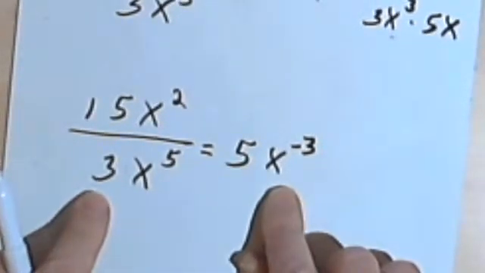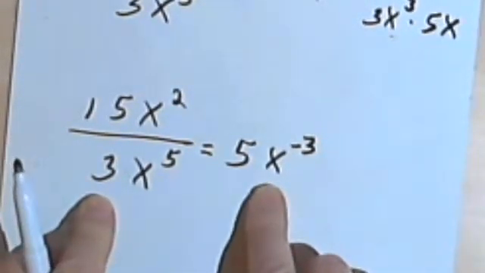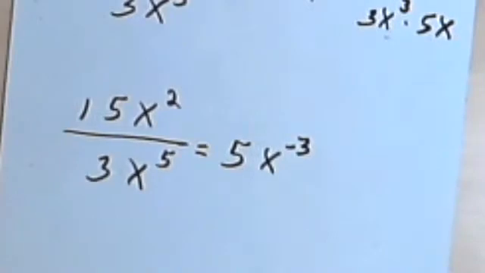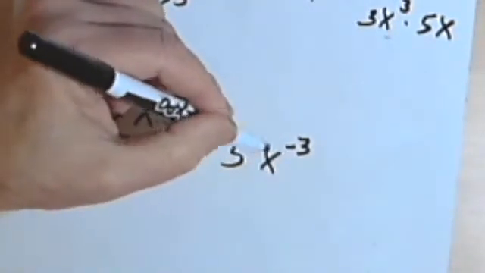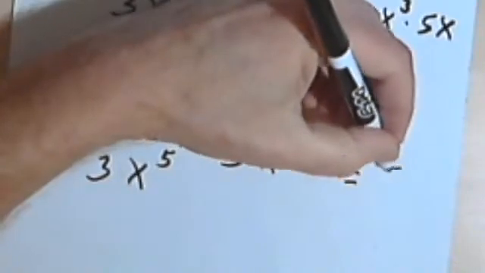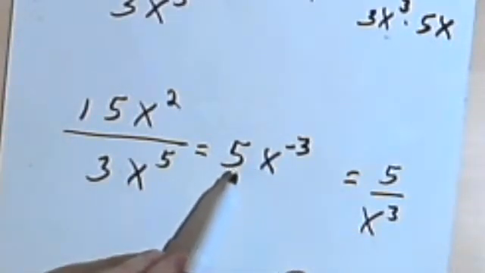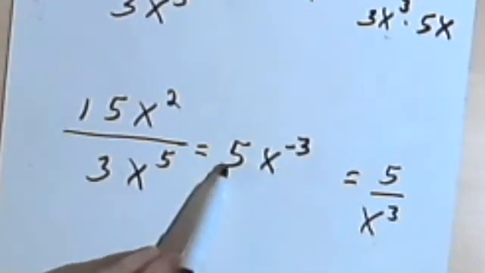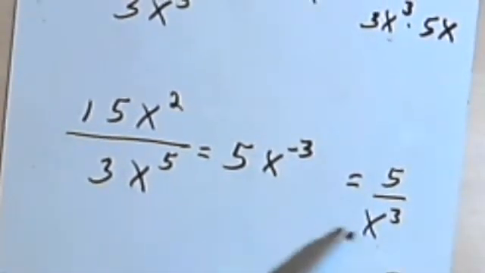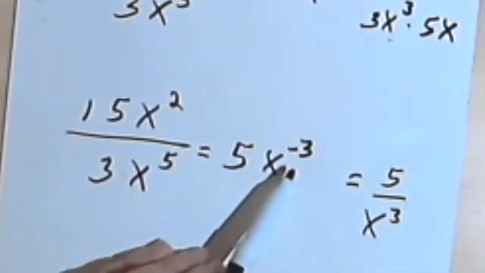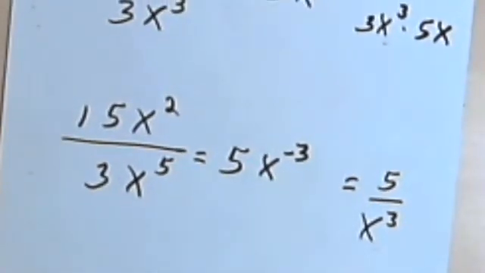I could check this by multiplying the denominator by my answer. I would get back to 15x squared. Okay? Some of you may know that you can rewrite this as 5 over x to the third. For now, we're not going to worry about that last step. So all of the answers you're going to have are going to be left without a fraction. In other words, there won't be anything as a denominator. You may have negative exponents. That's okay for now.